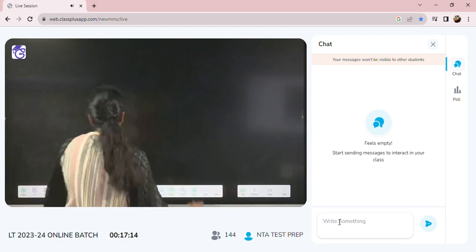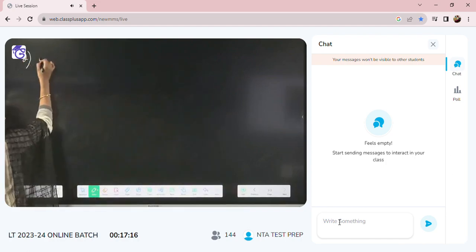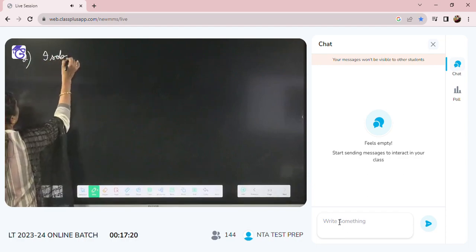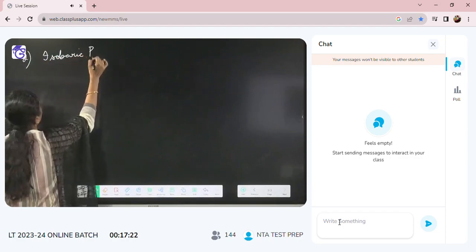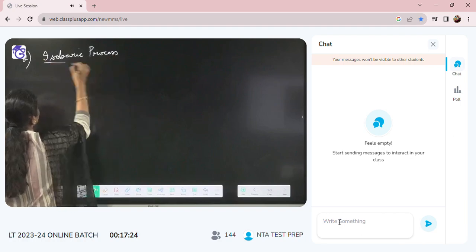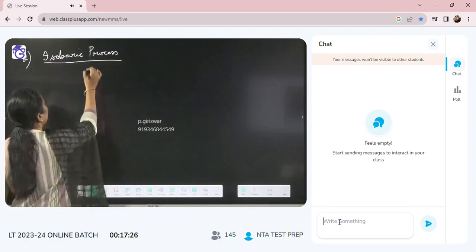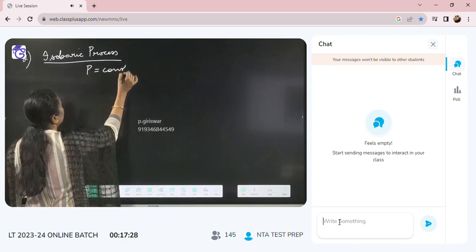Now let us go for the next one. For isothermal we have seen, this time we are going for isobaric process. In case of isobaric process, we are having pressure constant.